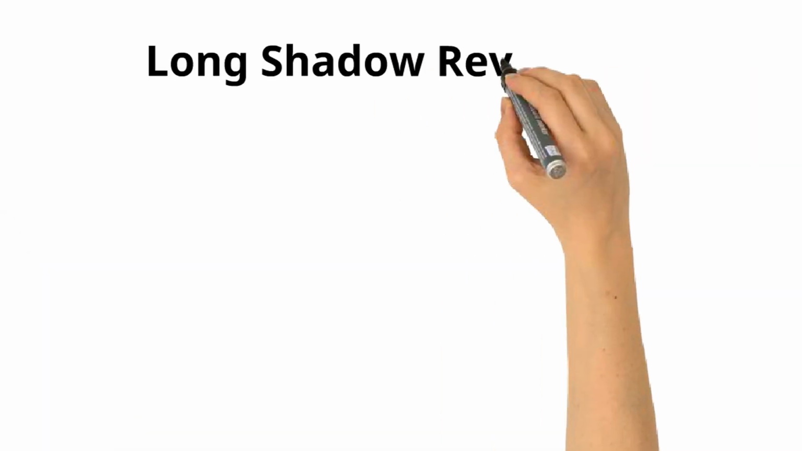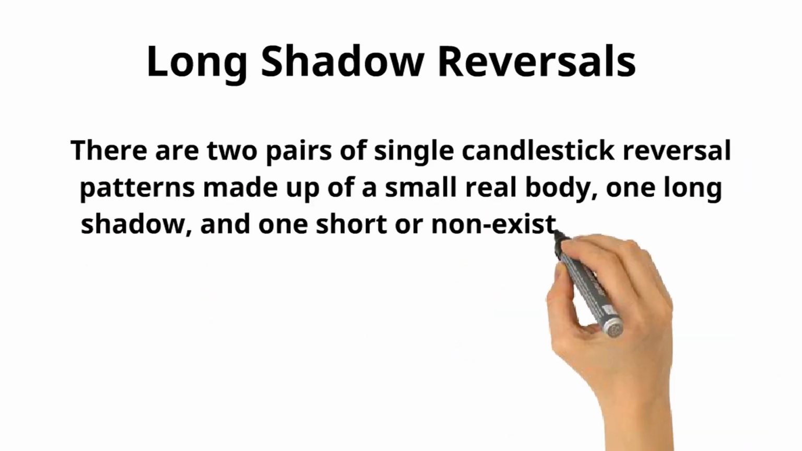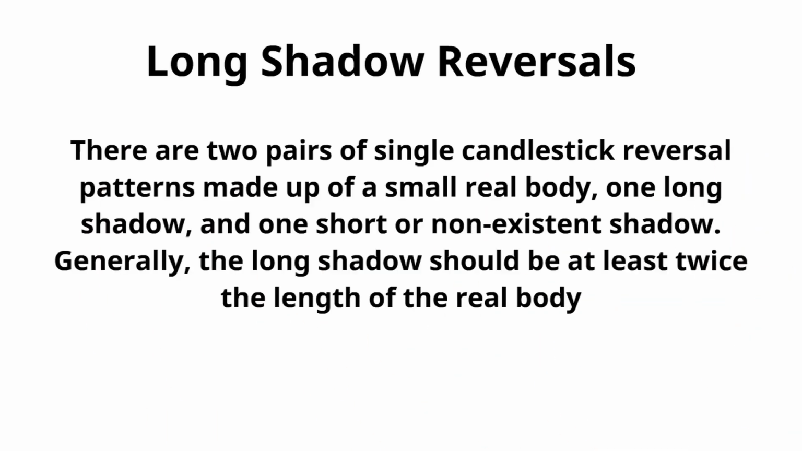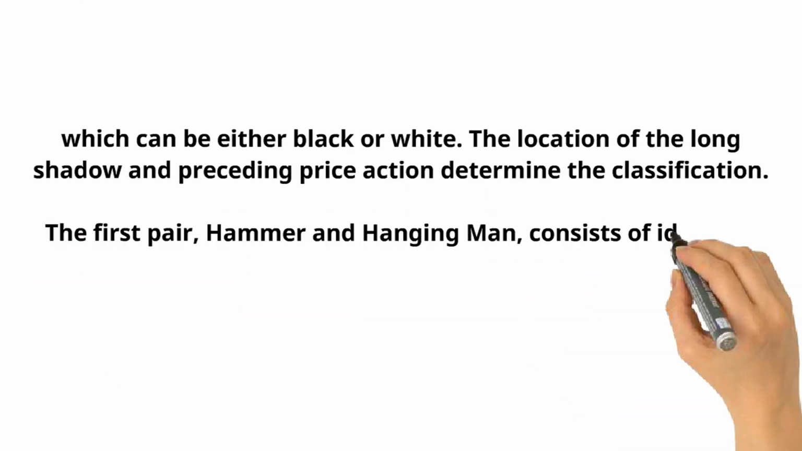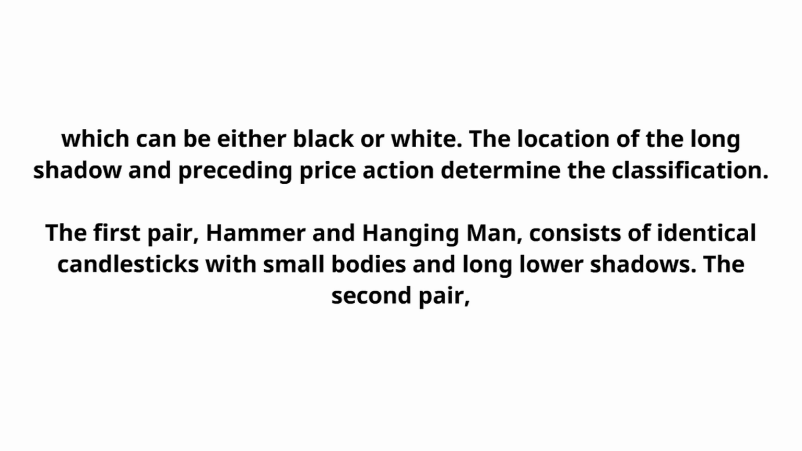Long shadow reversals. There are 2 pairs of single candlestick reversal patterns made up of a small real body, one long shadow, and one short or non-existent shadow. Generally, the long shadow should be at least twice the length of the real body, which can be either black or white. The location of the long shadow and preceding price action determine the classification.